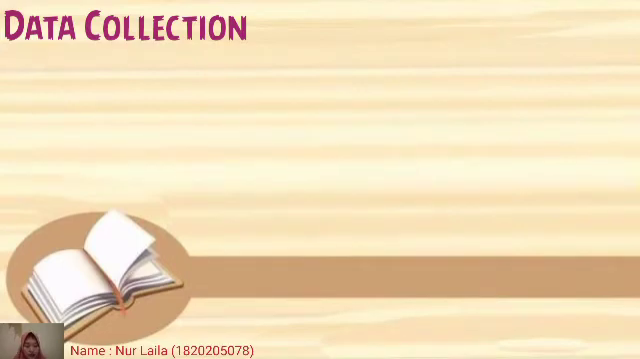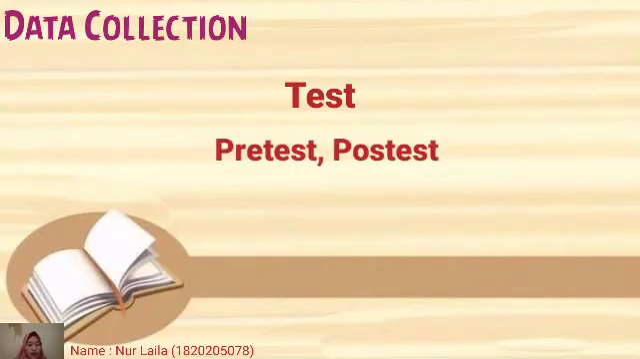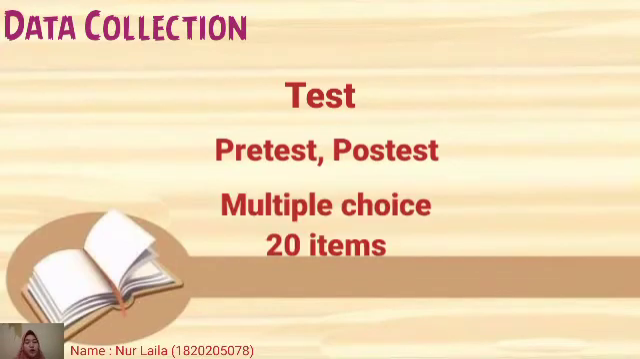And then the next instrument is the test. In the study, a written test will be used, where the researcher gives several questions in writing about what the researcher wants to know, and the respondents answer the questions that were asked in writing as well. The test instrument consists of pretest and posttest. Pretest is used to determine students' initial ability before treatment, while posttest is used to determine students' learning outcomes after treatment. The type of test will be multiple choice with 20 items.